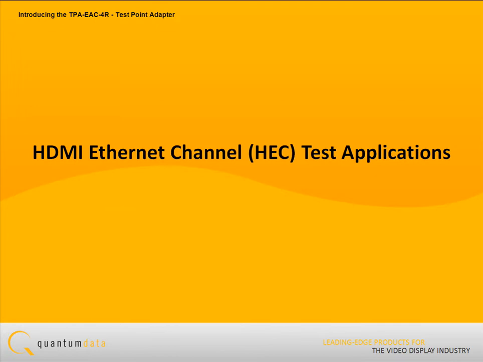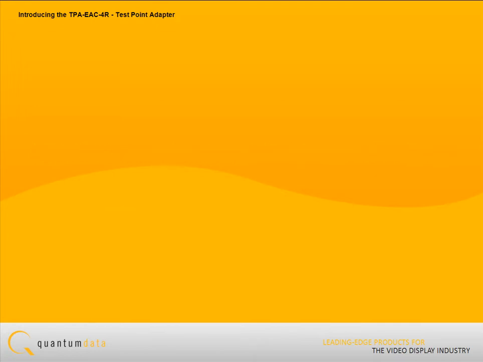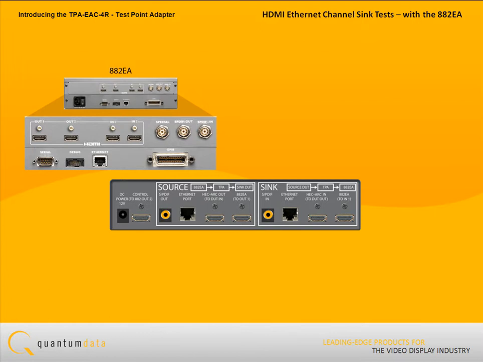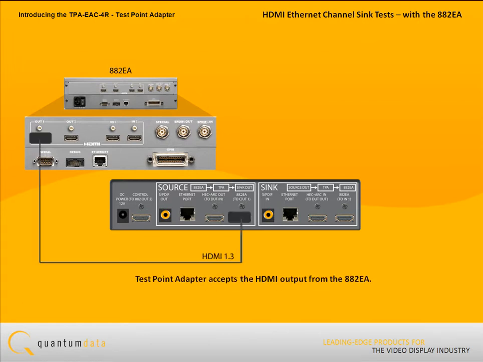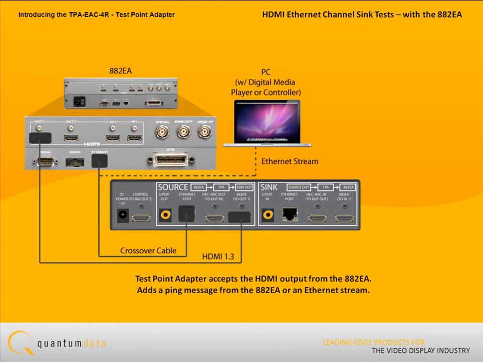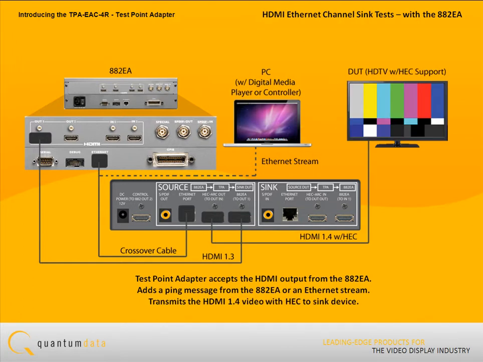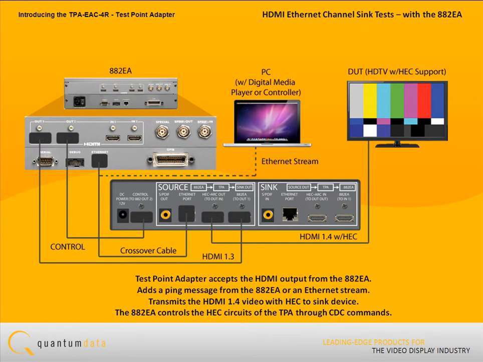HDMI Ethernet channel, HEC test applications. HDMI Ethernet channel sync tests with the 882EA. For testing an HDTV's support of the HEC, the test point adapter accepts the HDMI output from the 882EA and combines it either with a ping message from the 882EA or an Ethernet stream from a third-party Ethernet source and transmits the HDMI 1.4 video with HEC to the sync device under test. The 882EA controls the HEC circuits of the TPA through CDC commands.